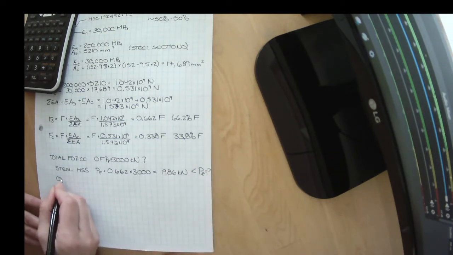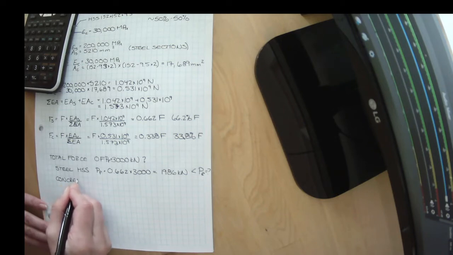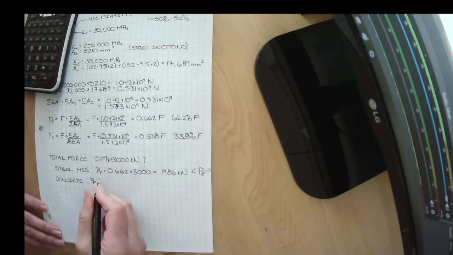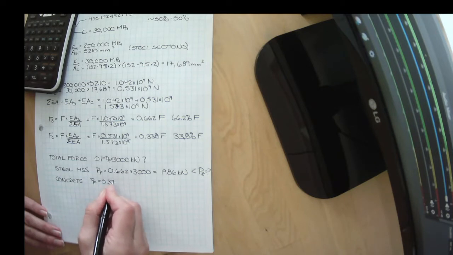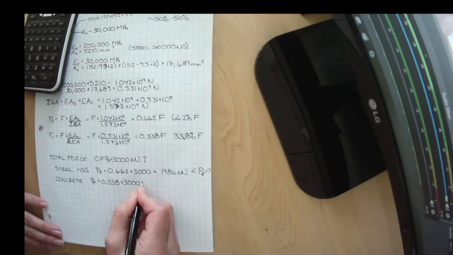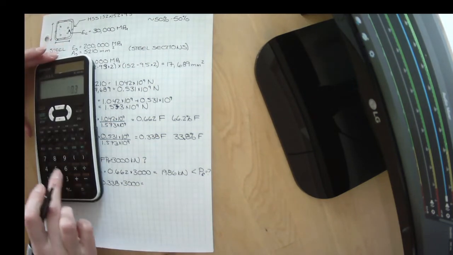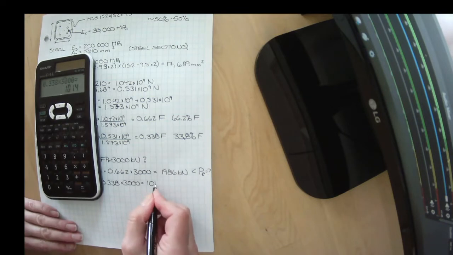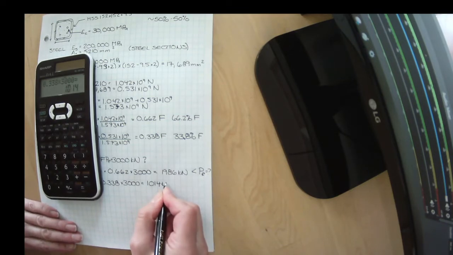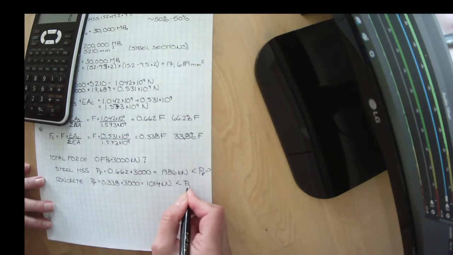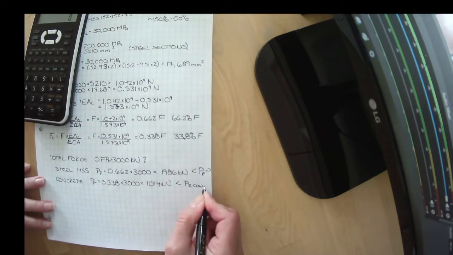And our concrete PF is going to be 0.338 times 3,000, or 1,014 kilonewtons, and we're going to need that to be less than the PR of the concrete.